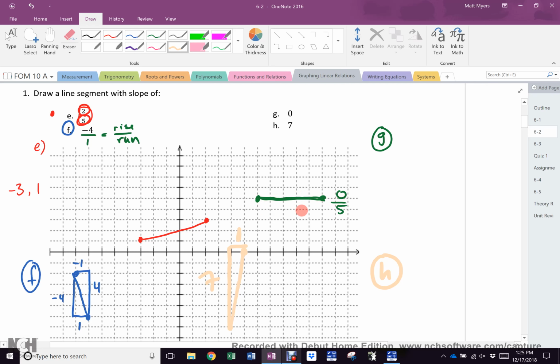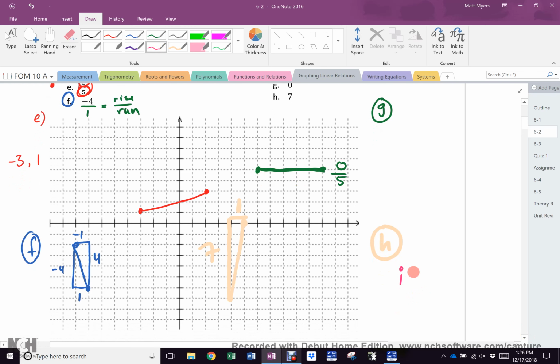Now that you all have seen that, I want you to do one more by yourself, because a bunch of you didn't get this done, because you didn't know how to do it. Give me a slope of negative 4/3. You can start it anywhere you want. Put a dot, put a second dot that is a slope of negative 4/3.